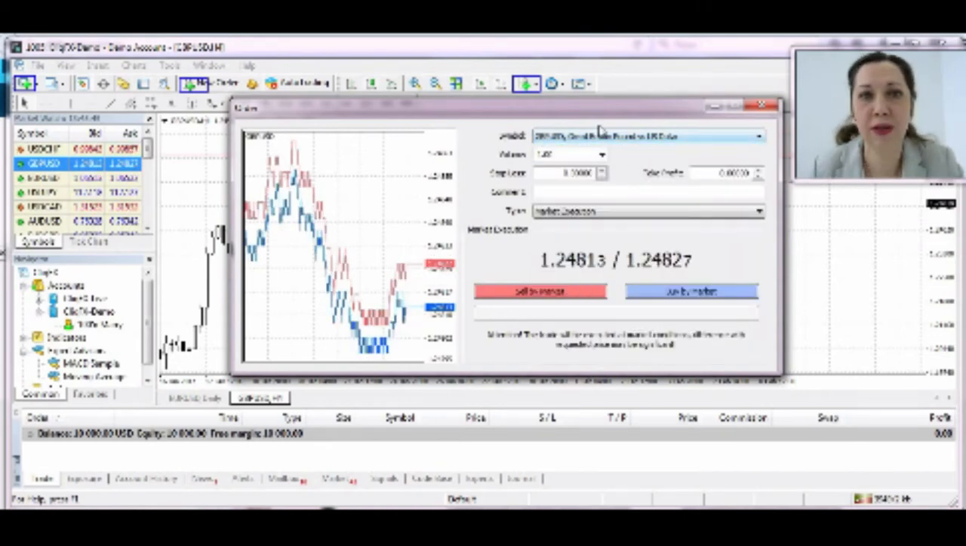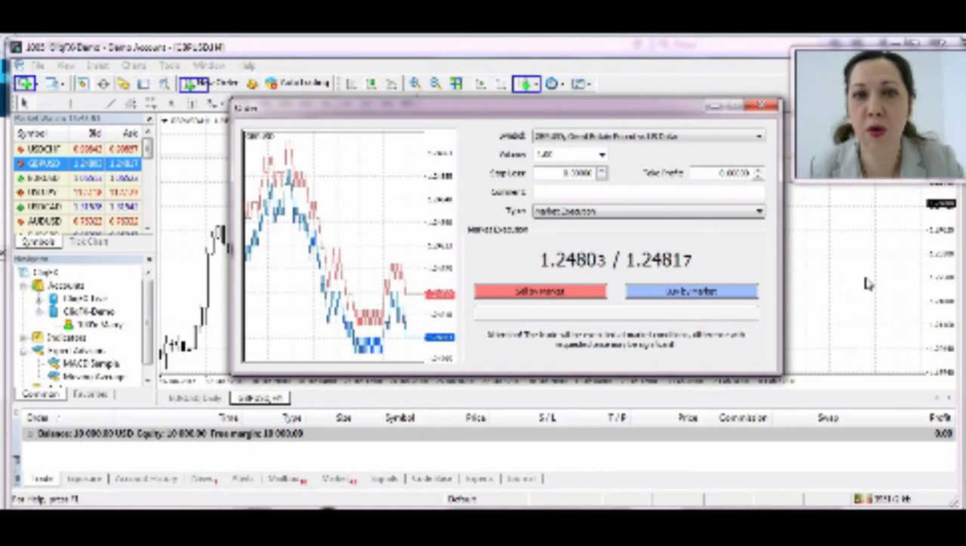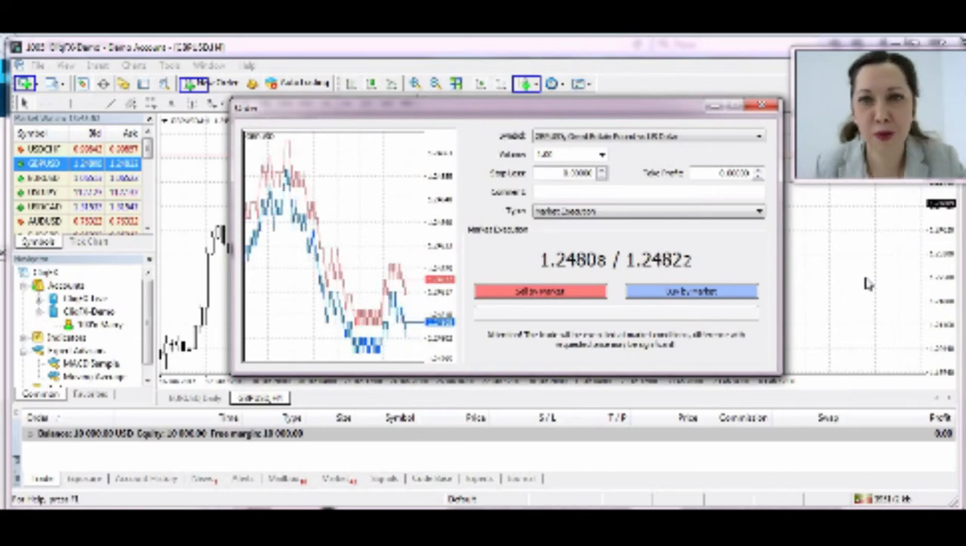So make sure that this currency pair is exactly the same currency you are on right now, or you will open an order for a different price. Let's not let that happen. Next, you have volume.